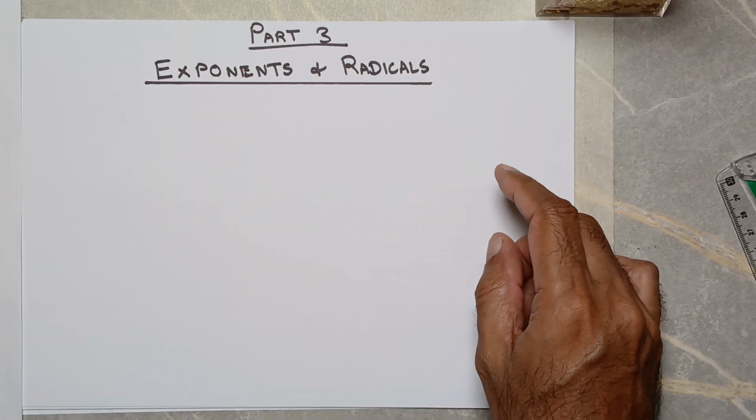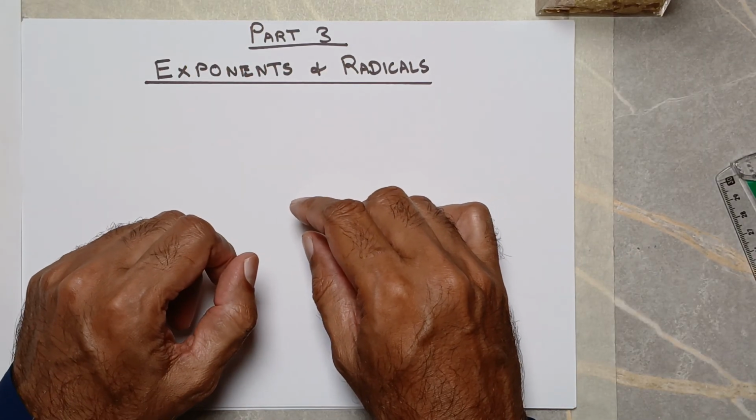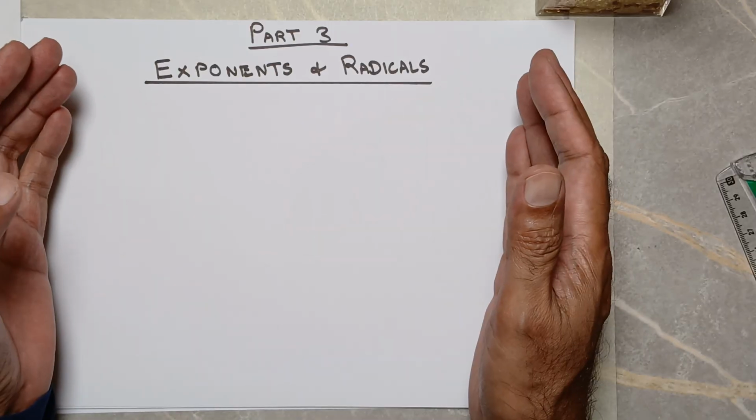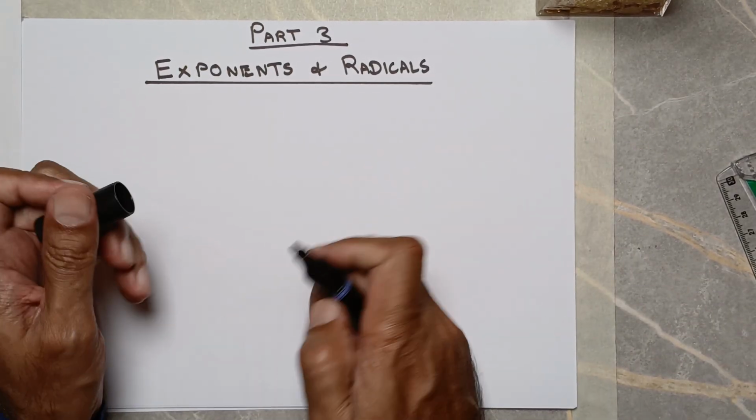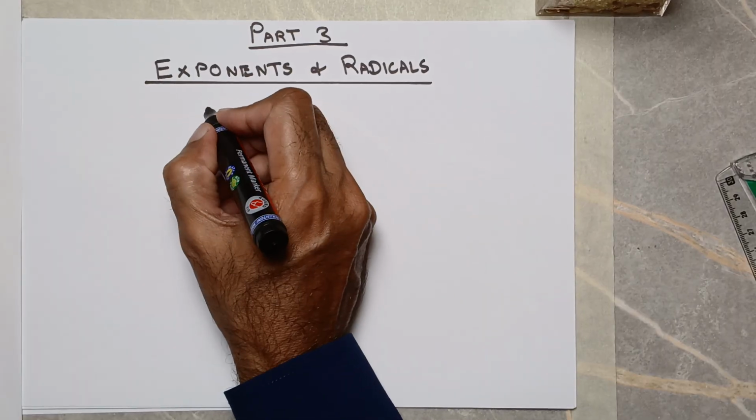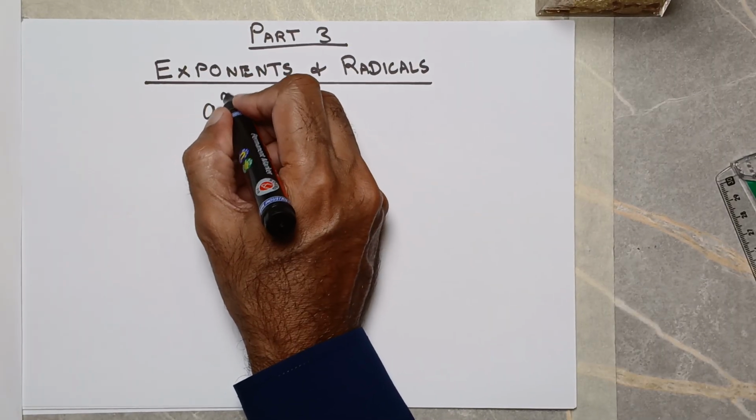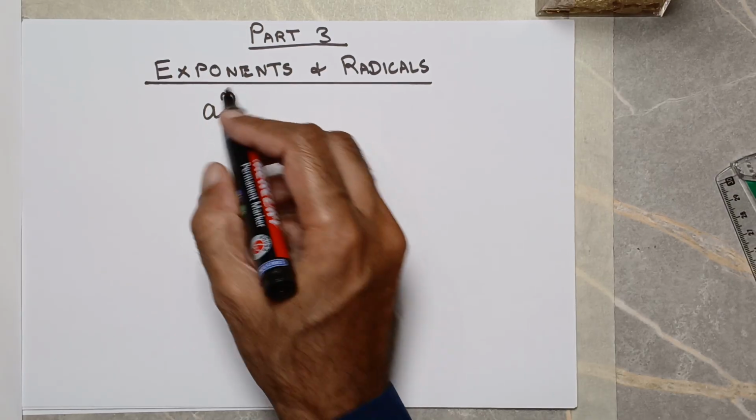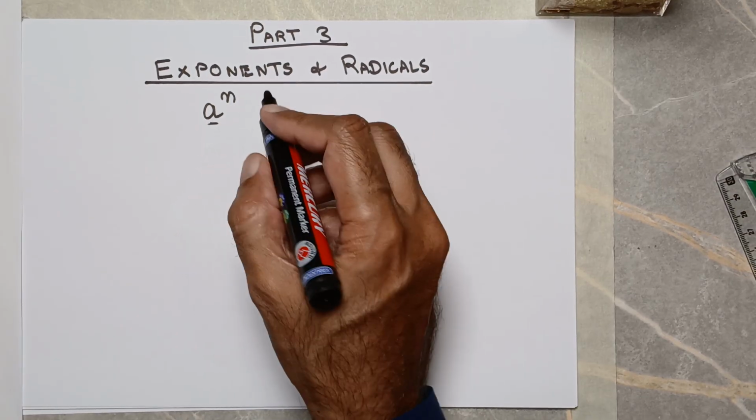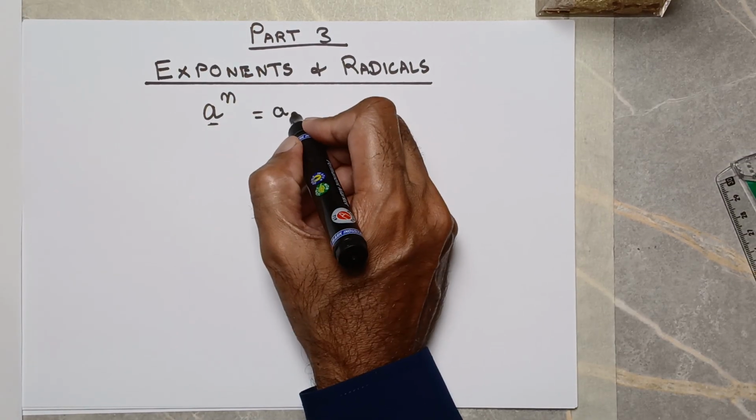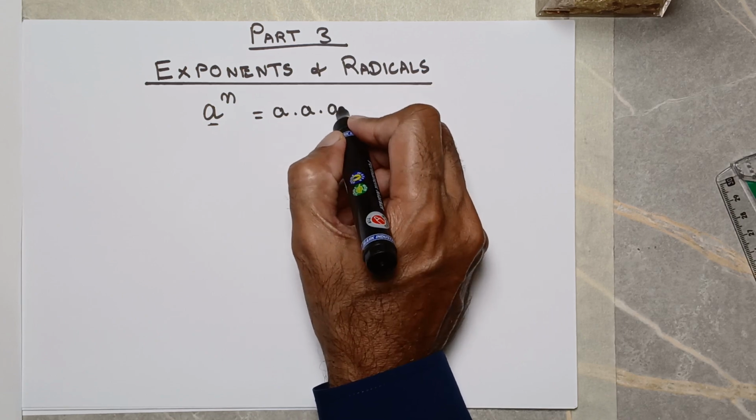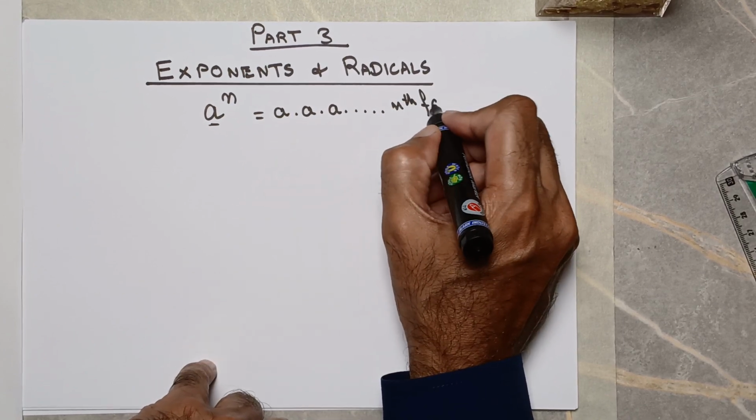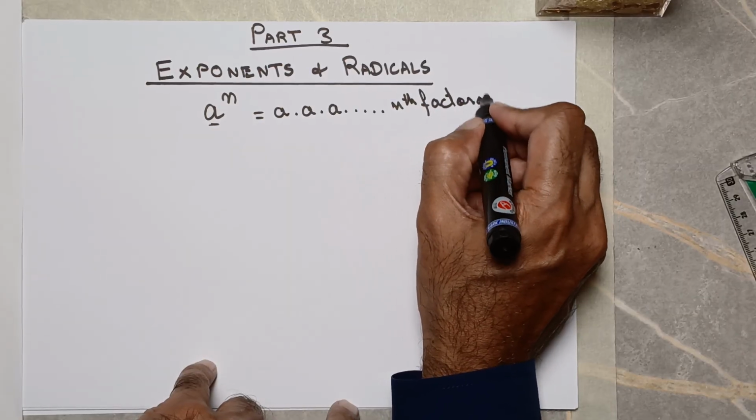This part 3 is the continuation of our series of lectures regarding exponents and radicals. For those of you who have just joined, let me have a quick recap of part 1 and part 2. Suppose that I have a raised to the power n. This n is your exponent and a is your base. That means that a is going to be multiplied n times, up to the nth factor of a.